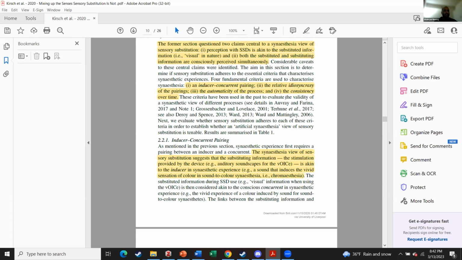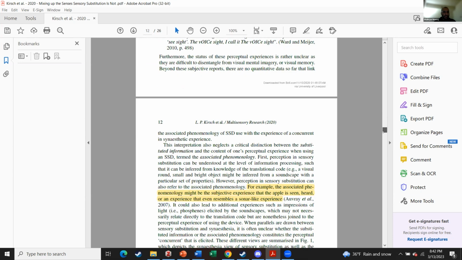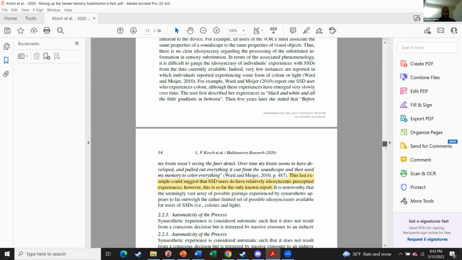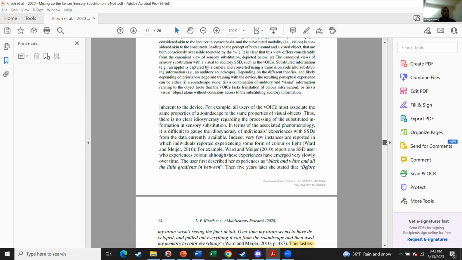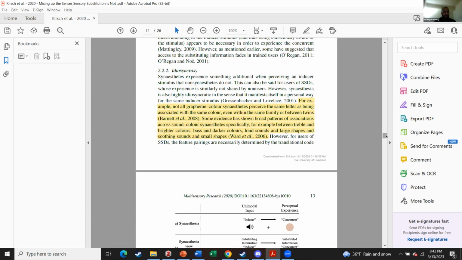And then the last thing is relative idiosyncrasy. This is what I would say is a bit more of a gray area, because in synesthesia almost everything is idiosyncratic, in the sense that one person's experience of synesthesia, even if they're twins and have the same type of synesthesia, will still be very different. So you could have one twin perceiving a shade of brown for a note, and another might perceive a shade of green, even though they have the same genetics and so on.